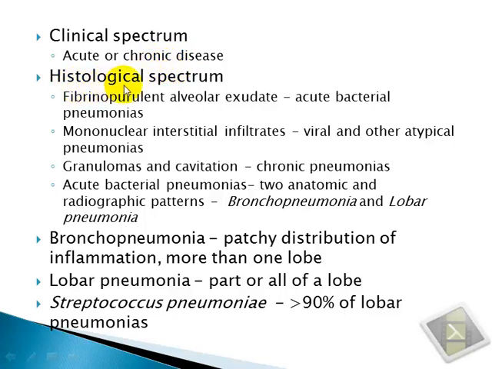Talking about the histological spectrum, there will be a lot of things which you may see in all sorts of pneumonias. You may see exudate, which is fibrino-purulent alveolar exudate. It means there is involvement of the alveoli.